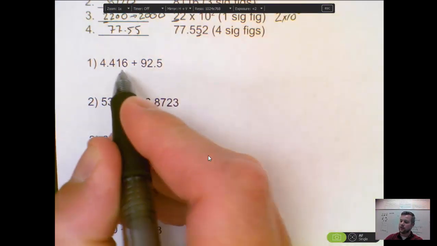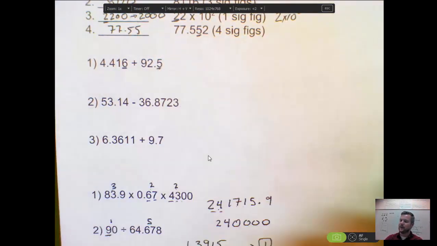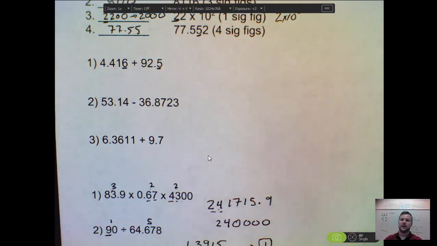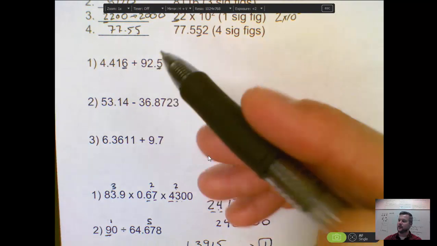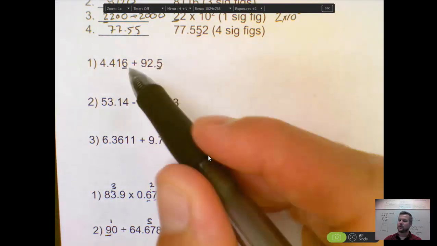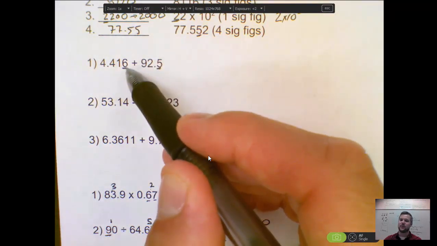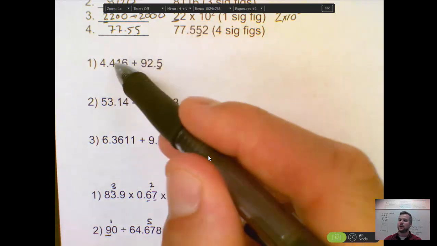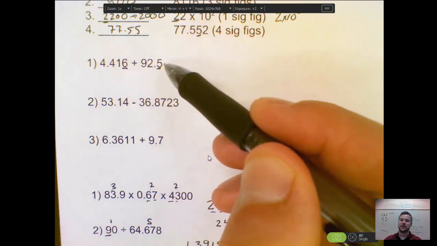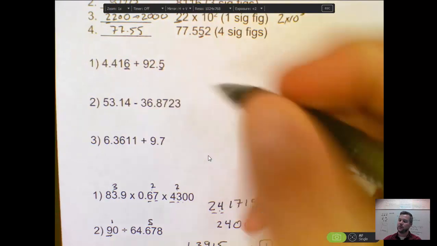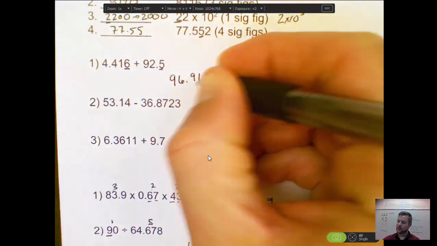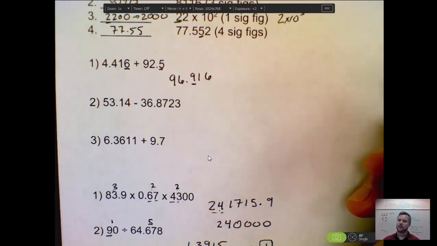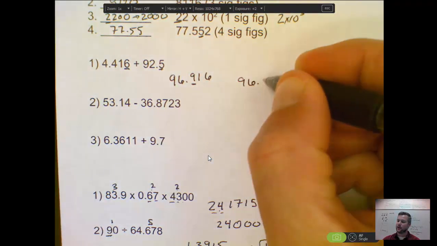So here it's the 6, here's the 5. Those are both the last significant place value. Now in relation to the decimal, which is further to the left, this 5 is in the tenths, which is less accurate than the thousandths. You'd rather have something that can measure here compared to here. So this is your least accurate measurement. That means your answer can only go to the tenths. So the 96.916 that your calculator gives you, measured to the tenths, becomes 96.9.